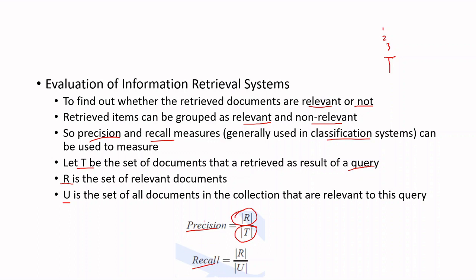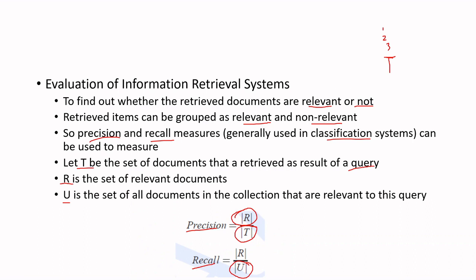So precision is: out of the total number of documents retrieved as relevant by our system, how many are actually relevant. And recall is: out of the total number of relevant documents in the system, how many have been retrieved. So these are two measures which can be used to find out whether our system is working perfectly or not. Some mathematical measure.